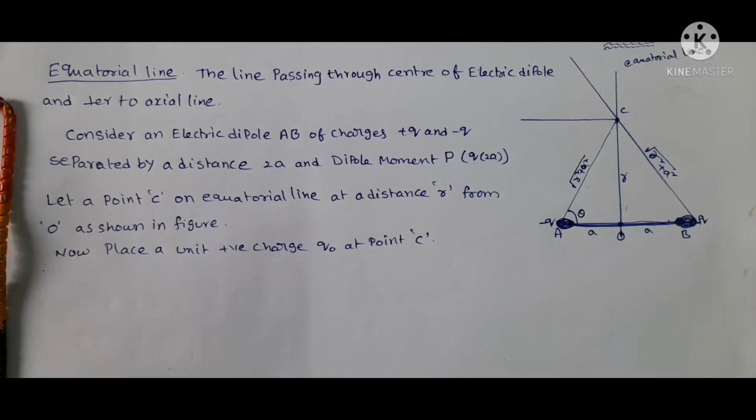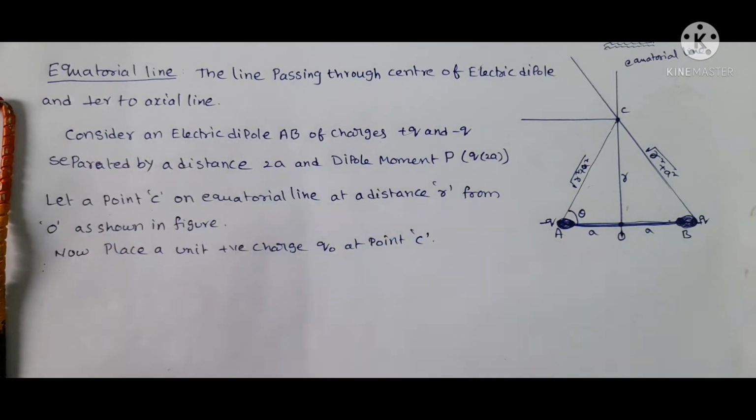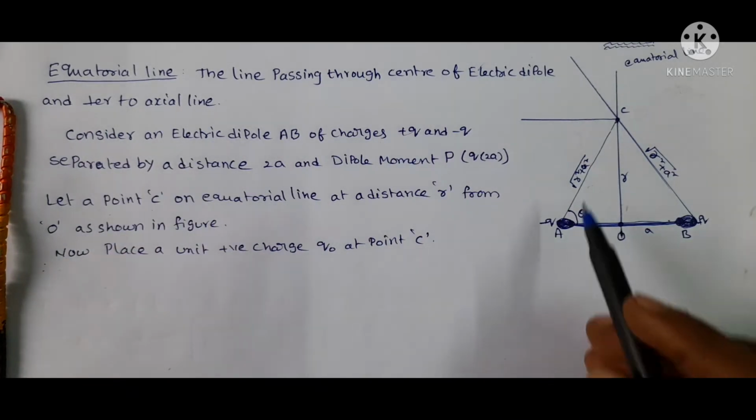The difference between the axial line and equatorial line. Number one, axial line means the line passing through the two charges of an electric dipole. Whereas equatorial line means the line passing through the center of the electric dipole and perpendicular to the axial line. See, look at this one.